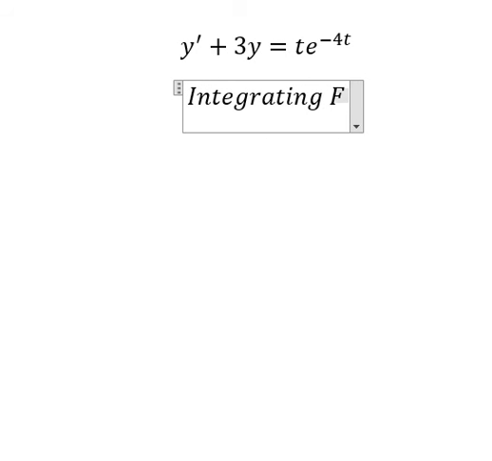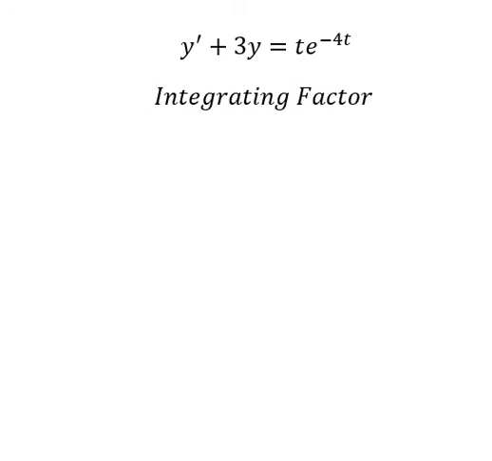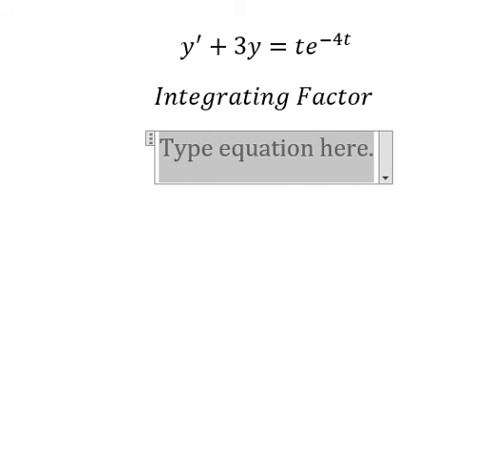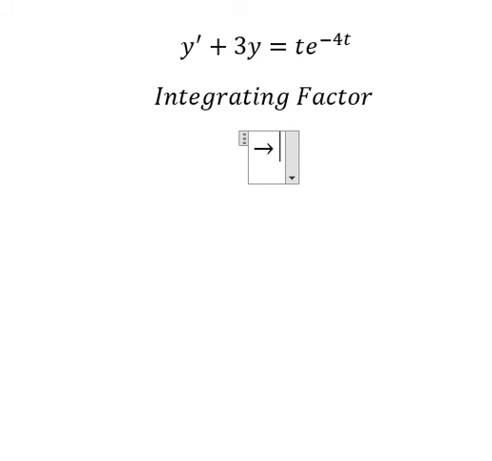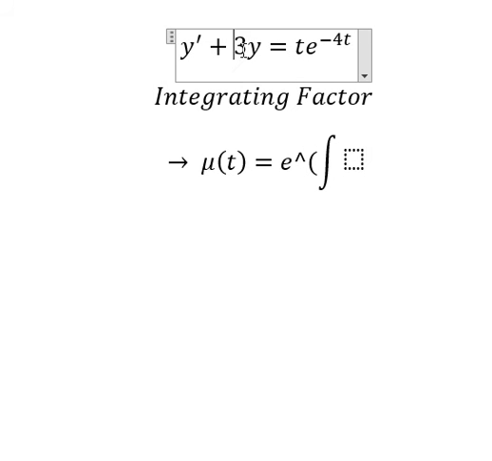We have y and the first derivative of y, so we can use an integrating factor. So we need to find mu of t, which equals e to the power of the integration. We see that the number 3 is next to y, on the positive side. This is for the integrating factor.